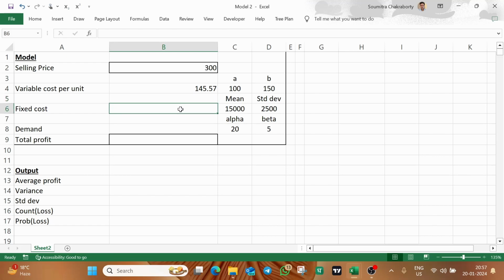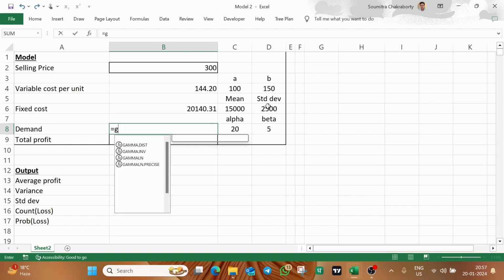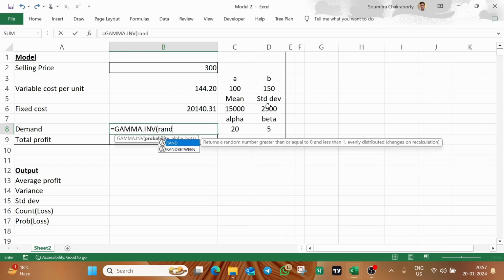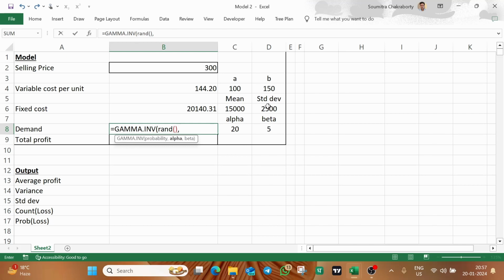Okay, the fixed cost was following normal distribution, for which the formula is like this: norm inverse, random number, then mean was given as 15,000 and the standard deviation was given as 2500. So this is the formula. And the demand was following gamma distribution, for which the expression is gamma inverse, again probability, that means the random number, then alpha, and then beta. So this gives you the demand.